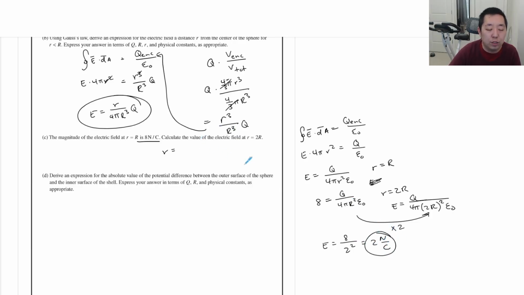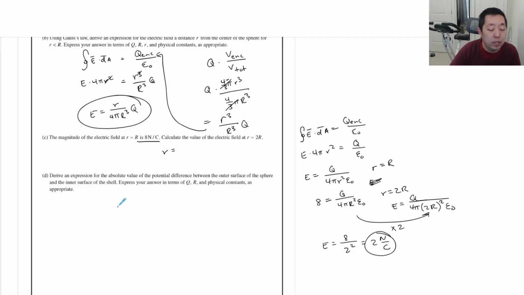So the electric field should be 8 divided by 2 squared, which is 2 newtons per coulomb. You could have solved for Q and done all of that work, but this is sort of a ratio. I double the R here. How's the electric field going to change? Derive an expression for the absolute value of the potential difference between the outer surface of the sphere and the inner surface of the shell. Express your answer in terms of Q and R.